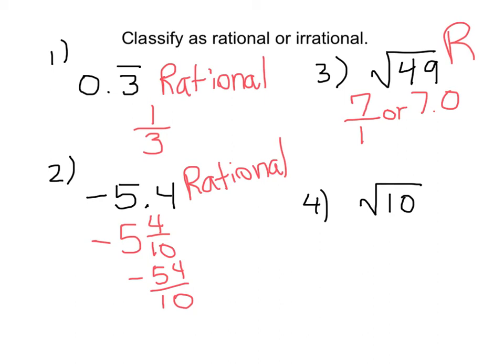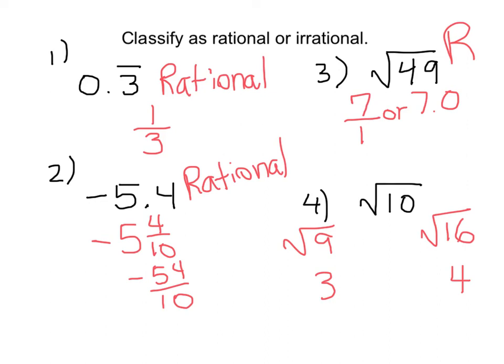Finally, number 4. Now, number 4 is the square root of a number that's not a perfect square. Now, square root of 10 is not 5 because we're not dividing by 2. We're looking for the number that multiplies by itself to make 10. Well, we know that 3 squared equals 9, so the square root of 9 is exactly 3, and that 4 squared is 16, so the square root of 16 is 4. So square root of 10 is going to be between the numbers 3 and 4.